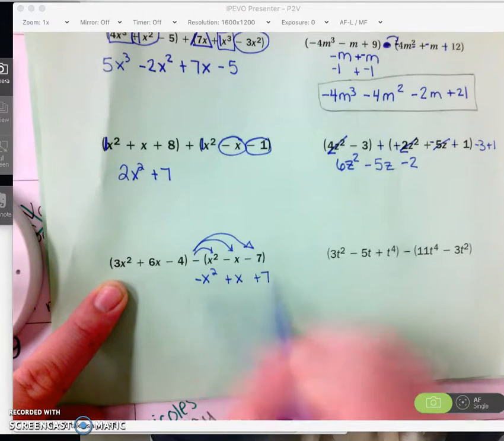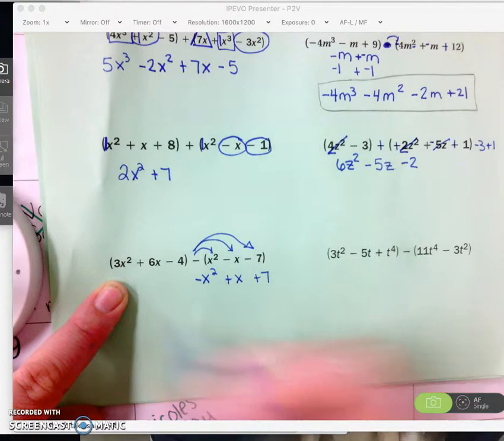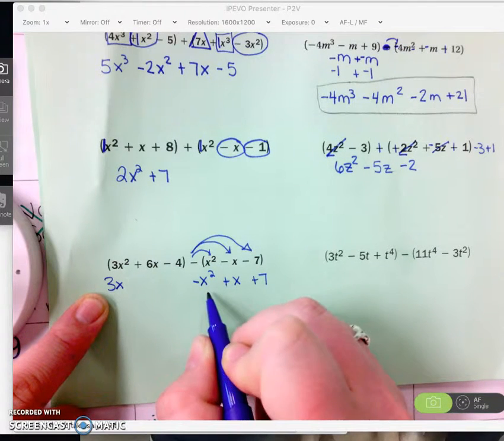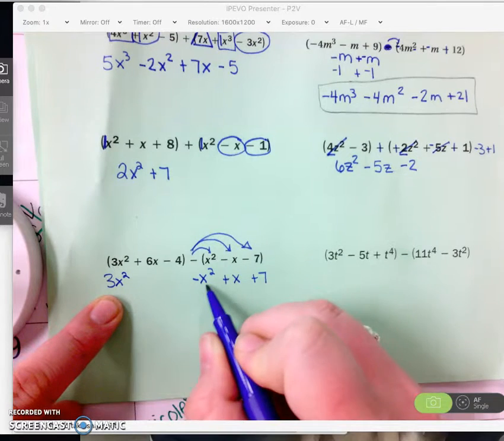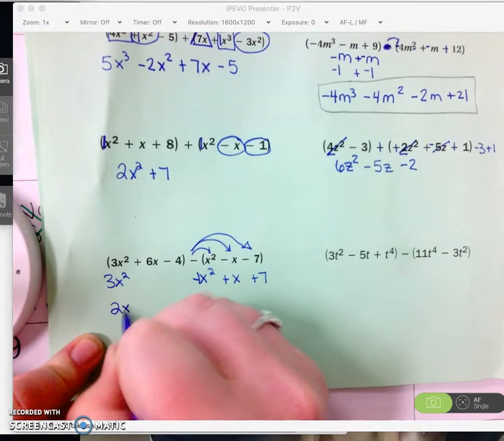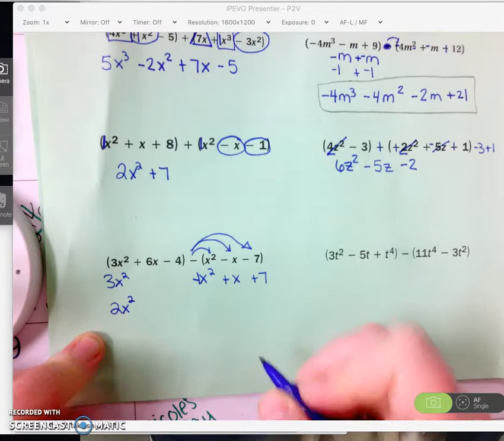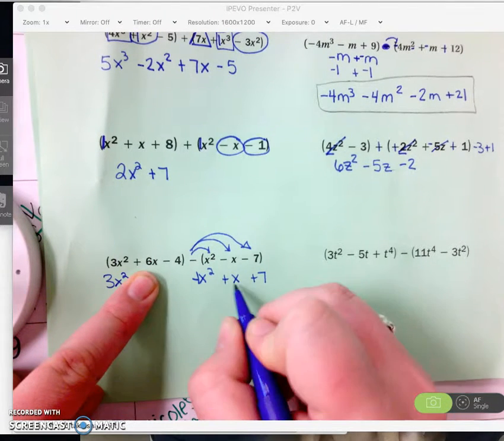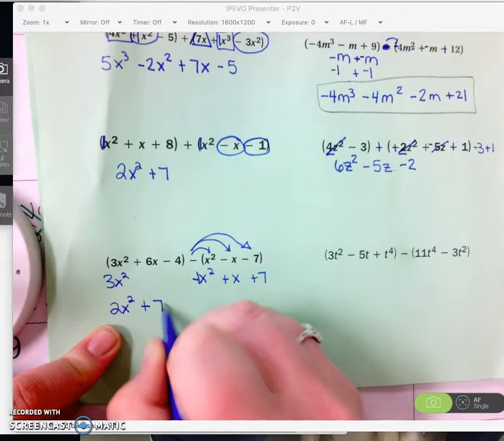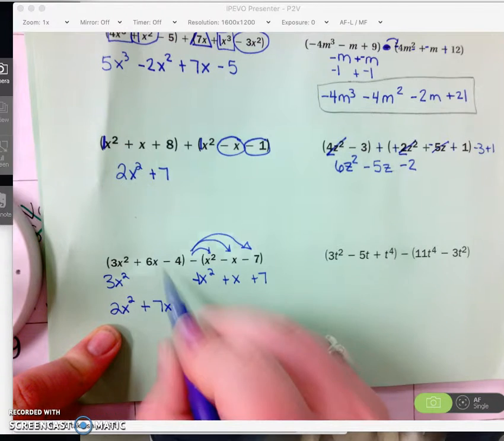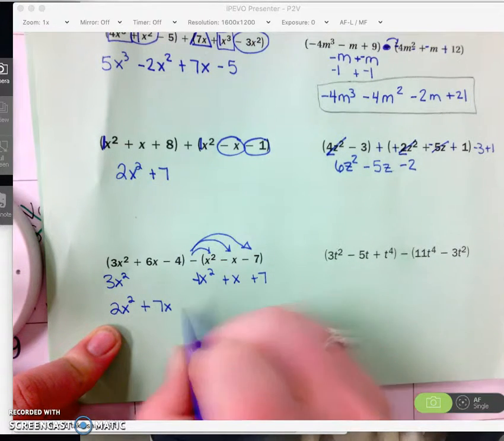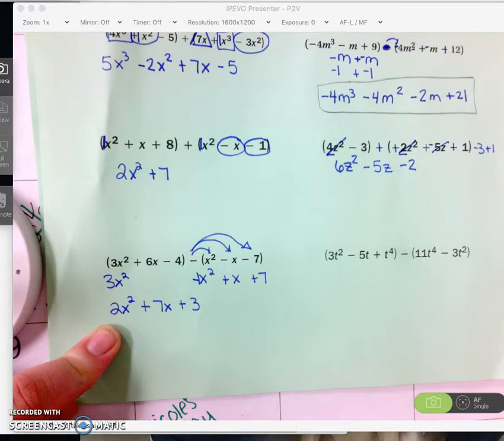Now I can rewrite it like this if this makes it easier to look at. So 3x squared and a negative x. Well, that's a negative 1x. So really that becomes 2x squared. Okay, 6x and a positive x. So we have 7x. Then negative 4 and 7. Negative 4 plus 7 becomes a positive 3.